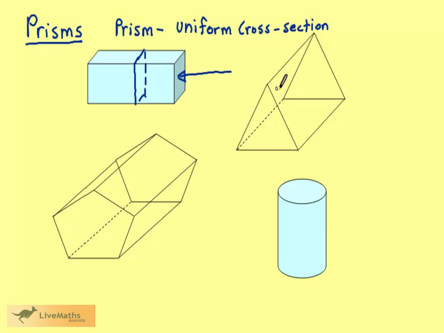The triangular prism is the one that most people consider when they're talking about prisms. If we split it anywhere along its length, we see the triangle. But prisms can have other shapes at the end, such as this pentagonal prism.